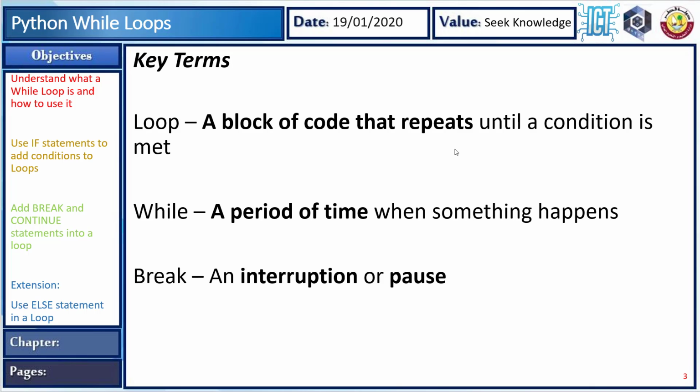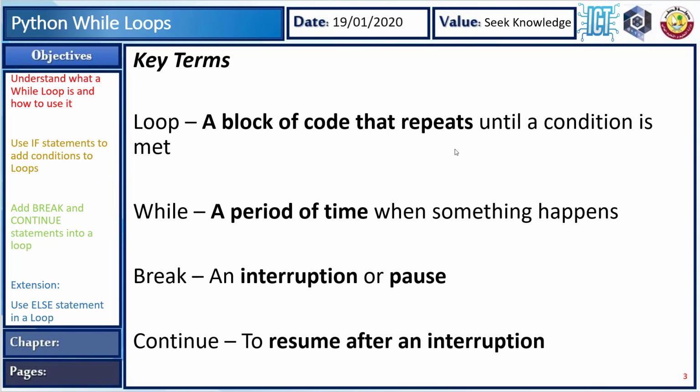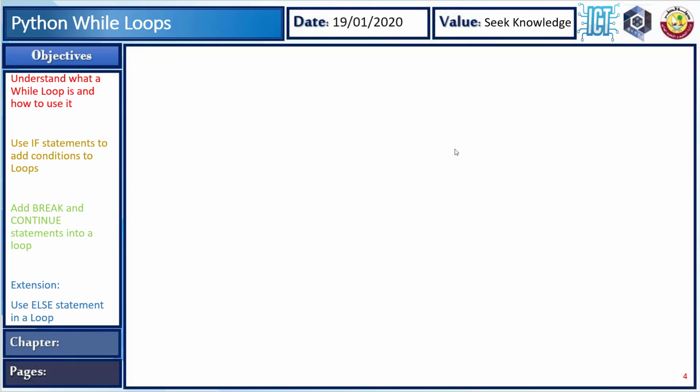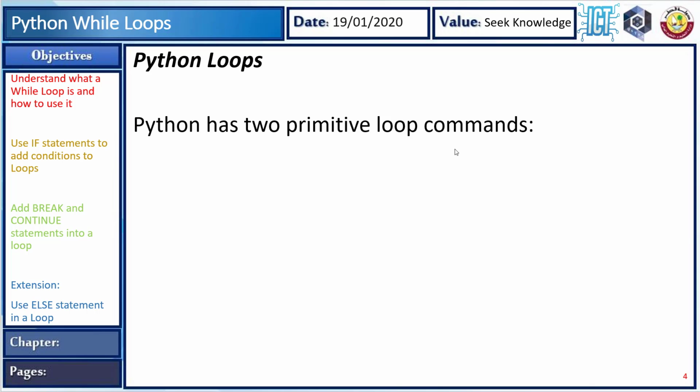Okay. Break is when there's an interruption or a pause in a loop or in your code. And continue is after a pause or an interruption, carrying on, continuing on. So there are 2 main types of loops in Python. The first one is the while loop, and the second one is the for loop. In this video, we will only go through the while loop.